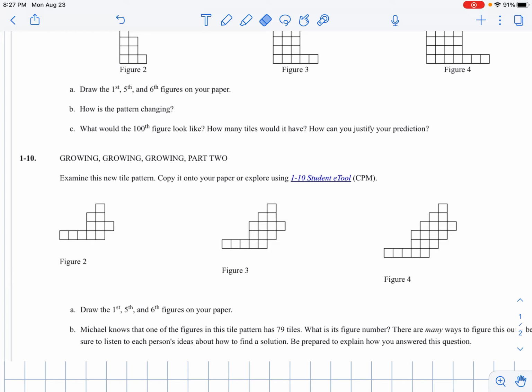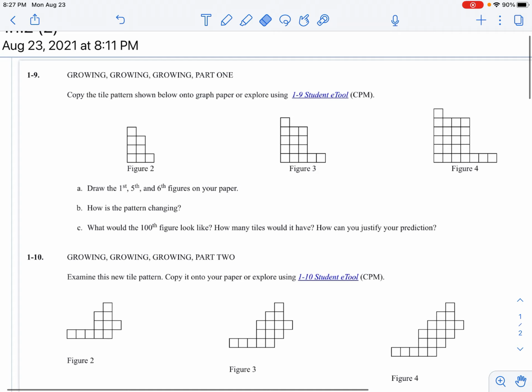All right, if you're unpausing the video now, that means you have come up with something here. So I'm going to go over one way to look at these. This isn't the only way to look at this, but this is one way to look at this. Of the two patterns, 1.9 is definitely the more difficult pattern. So I want to look at it and explore it a little bit.